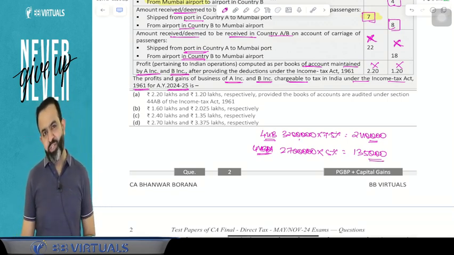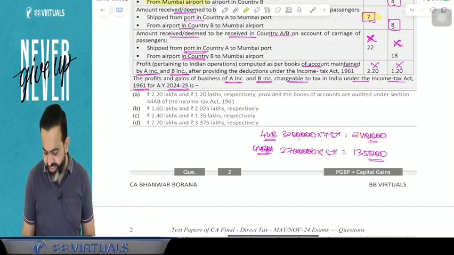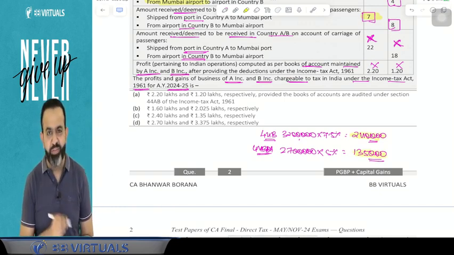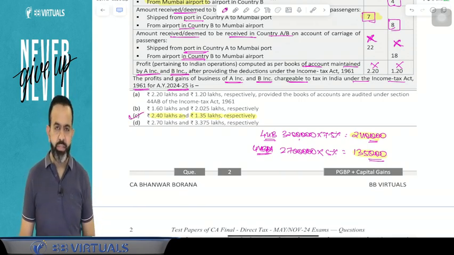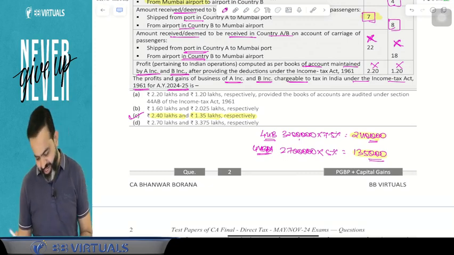I hope this question was answered right. So 2,40,000 and 1,35,000 respectively is the right answer. It means C is your correct answer. If your answer is C, it means you got the 2 marks in the examination.